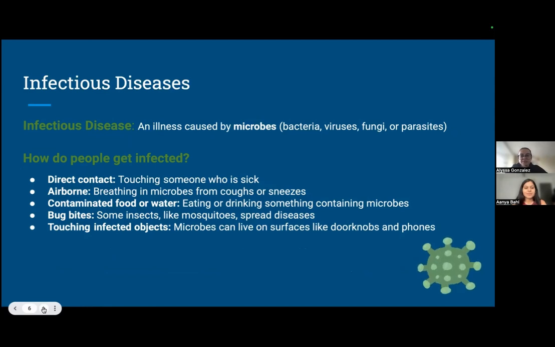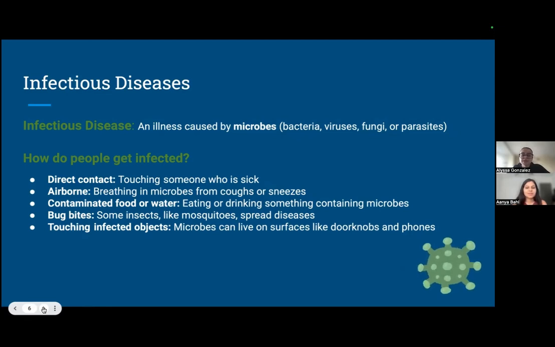So one type of disease is infectious disease. Infectious diseases are illnesses that are caused by microbes. Like I said earlier, these could be bacteria, viruses, fungi, or parasites. And there are multiple ways in which people can get infected by these disease-causing agents. You can go through direct contact, like touching someone who's sick. These microbes can be spread via airborne droplets. So if you cough or sneeze and you're sick, you're spreading these microbes via the droplets in the air.